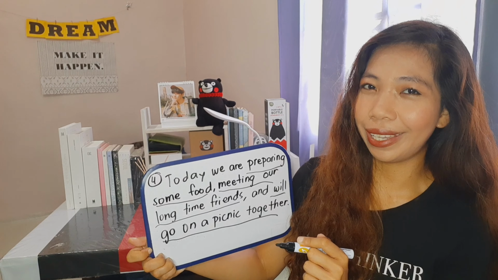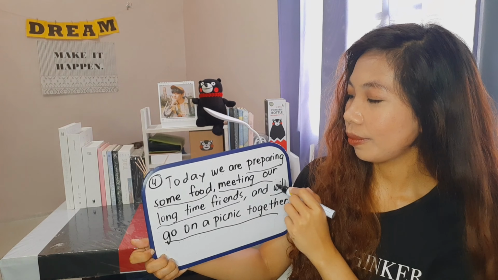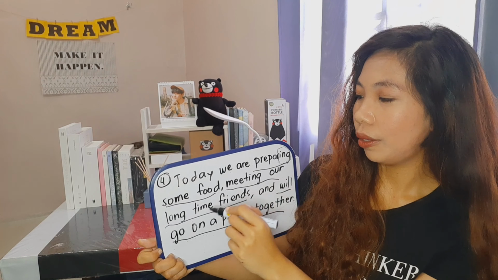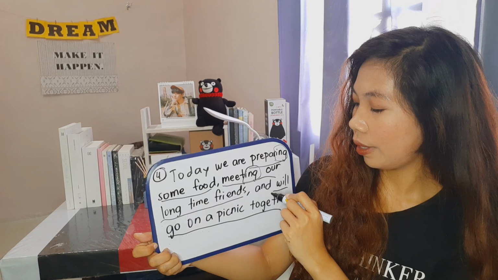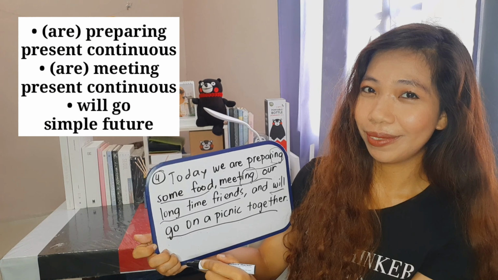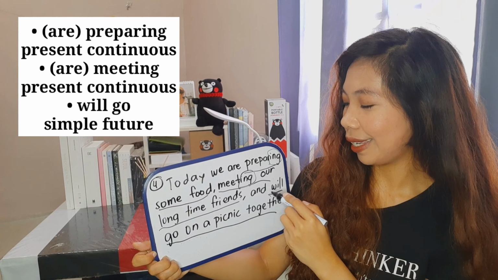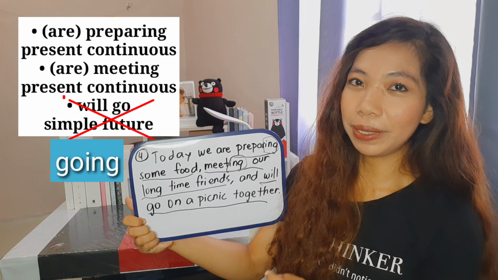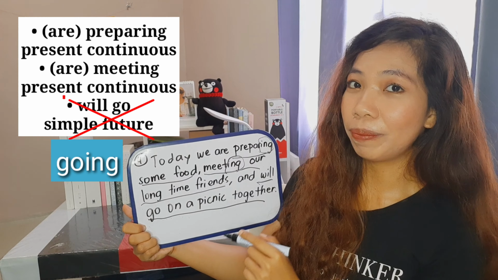Something doesn't sound right here. Which one is that? Look at this. We have here the one with ing. We have here ing as well. And for the last phrase, we have will plus the base form of the verb. What should we do now? Well, we can change this one into present participle. So it's, today we are preparing some food, meeting our longtime friends, and going on a picnic together.